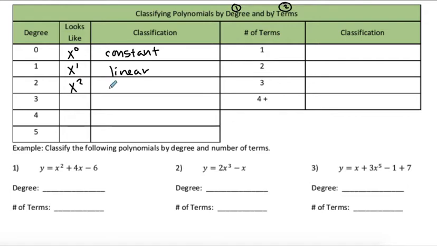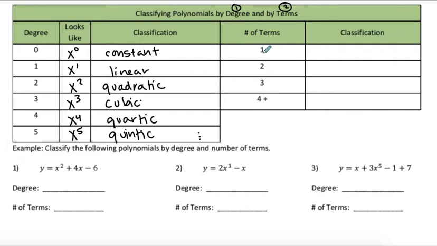If we have x squared, we call this quadratic. X to the third, we call it cubic. X to the fourth, we call a quartic. And x to the fifth, we call it quintic, like quints. This continues going, but for our purposes, we'll mainly consist of these: constant, linear, quadratic, cubic, quartic, and quintic. The other way that we can classify them is by the number of terms.